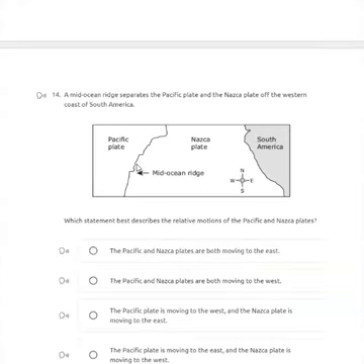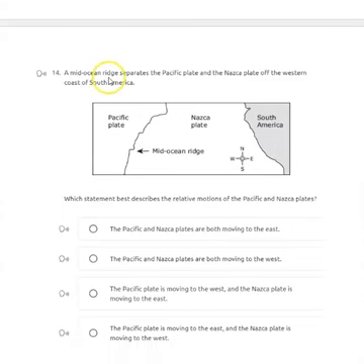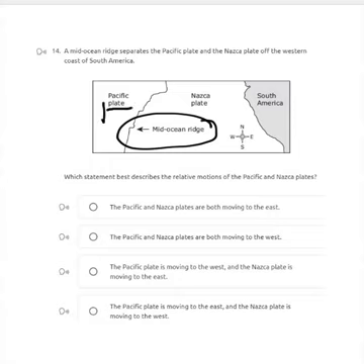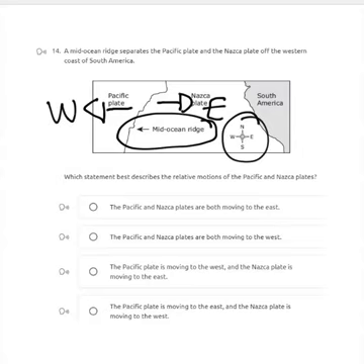Okay, our next question, number 14, says a mid-ocean ridge separates the Pacific plate and the Nazca plate off the western coast of South America. It wants to know which best describes the relative motions of the Pacific and Nazca plates. The first thing I notice in this image is that it says right here is a mid-ocean ridge. Because I know that mid-ocean ridges are formed at divergent boundaries, my Pacific plate is going to have to move this way, and then my Nazca plate is going to have to move the other direction, because divergent means that it is separating. So the Nazca plate will move east, the Pacific plate will move west. I can use this little key right here to help me with that.